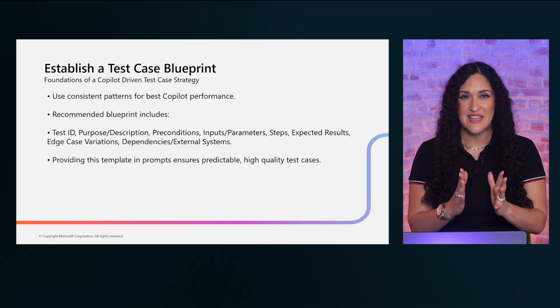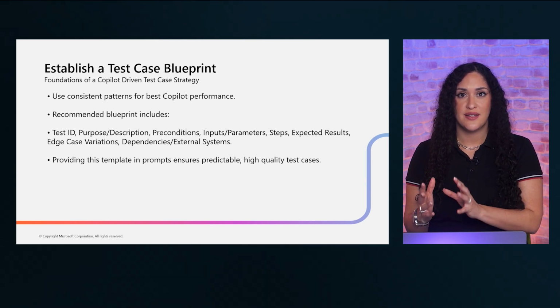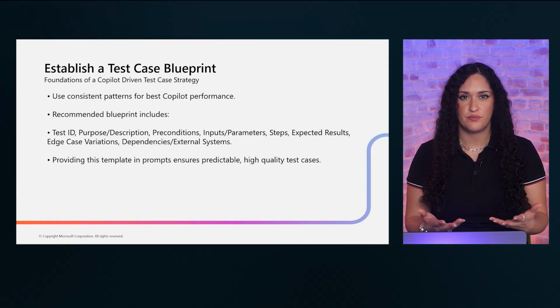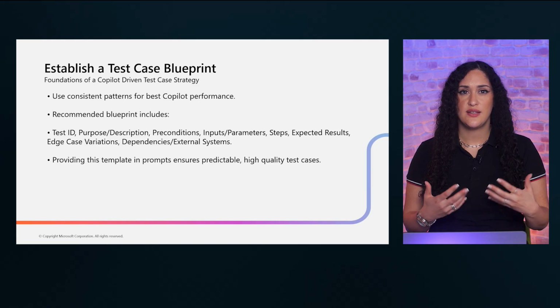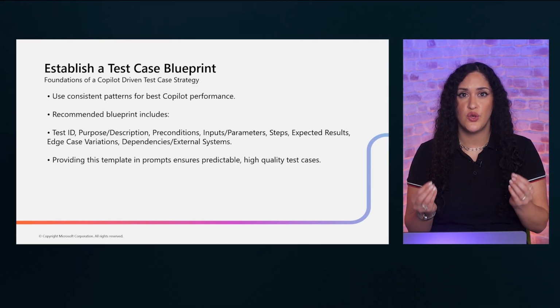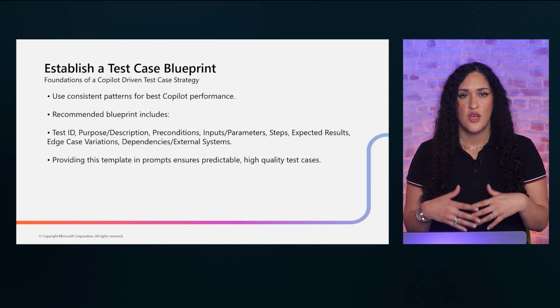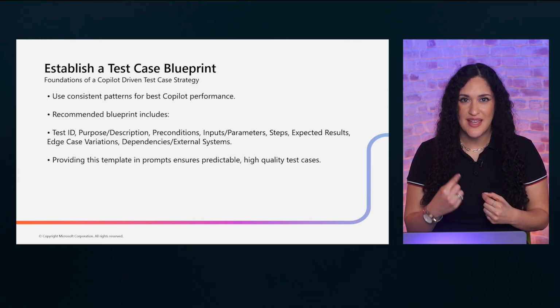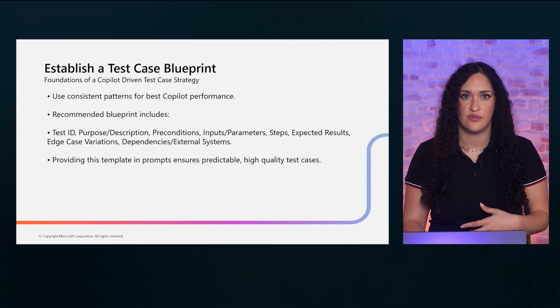When you provide this template in your prompts, Copilot outputs predictable, high-quality test cases every time. Without it, you get inconsistent formats that are hard to review and impossible to maintain. Use this best practice: version control your blueprint and update it as your testing needs evolve.